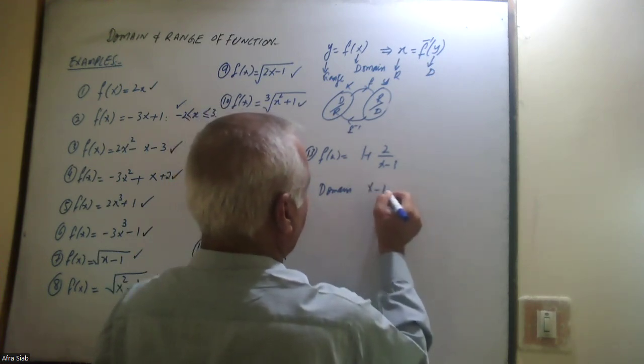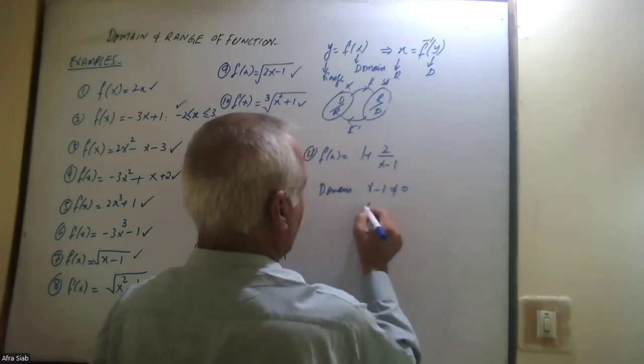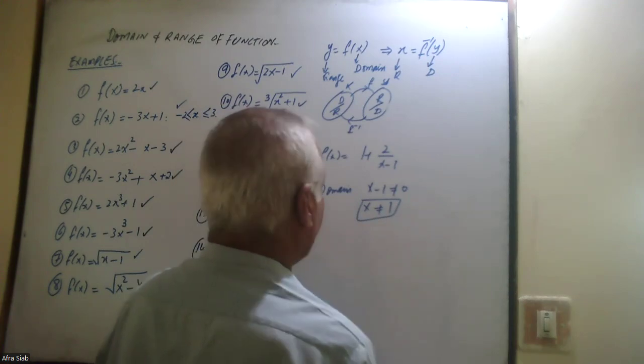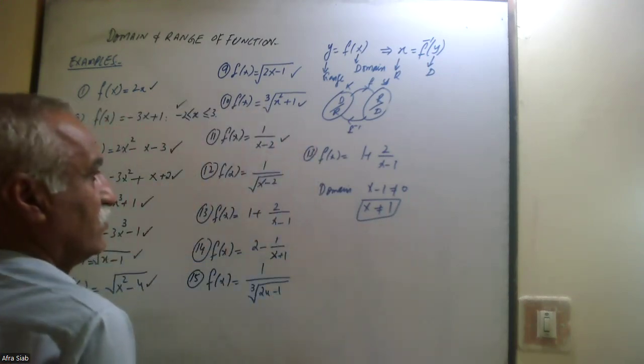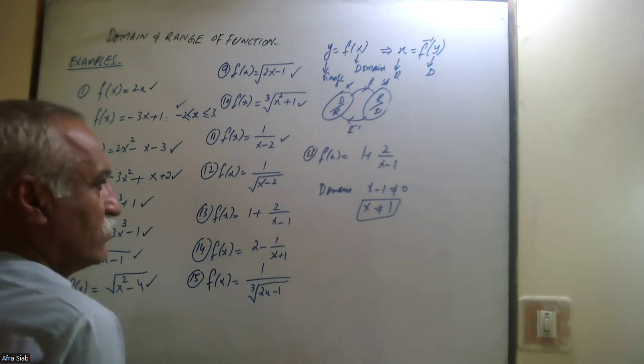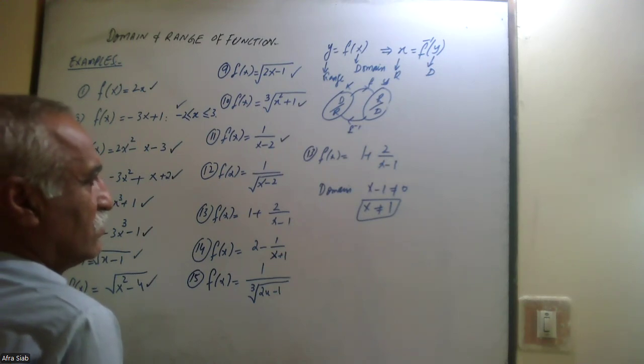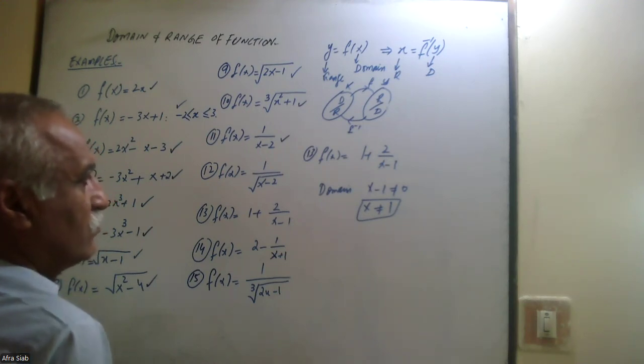x minus 1 should not be equal to 0, or x should not be equal to 1, because it is in the fractional form of that 2 over x minus 1. So x minus 1 will play an important role in it. So x minus 1 should not be equal to 0. Domain is x is not equal to 1.